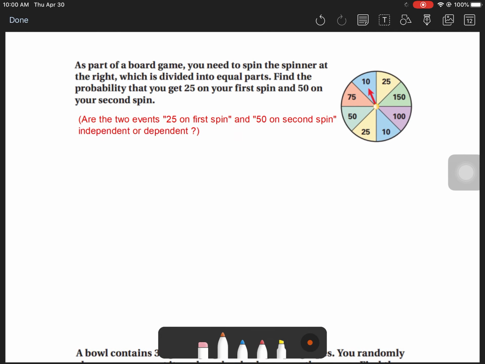Okay, as part of a board game, you need to spin the spinner at the right, which is divided into equal parts. Find the probability that you get a 25 on your first spin and a 50 on your second spin. So a 25, so there's 2 25s. 2 25s out of 8 slots. Find the probability that you get a 50 on your second spin. Well, there's 1 50 out of 8 spots.